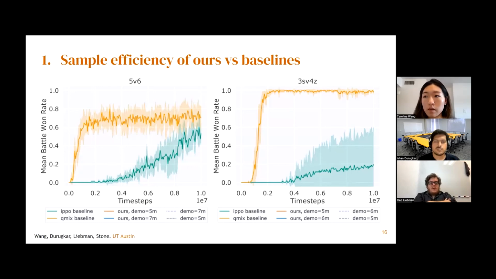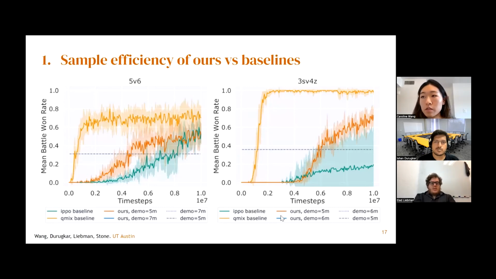So we test our method on two qualities of expert demonstration. The first demonstration quality achieves about a 30 to 40% win rate, which is well below the performance of an optimal policy in this task, but nonetheless, our method is showing significant improvements in learning speed on both tasks and a significant improvement in asymptotic performance in 3v4.